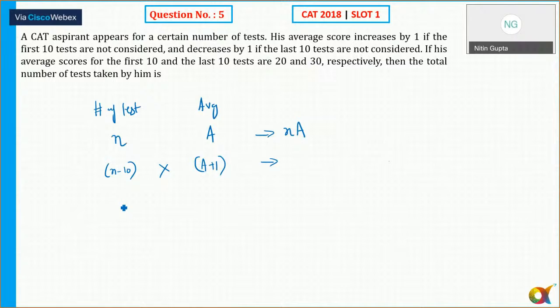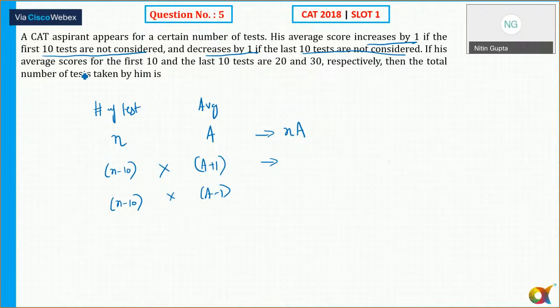If the last 10 tests are not considered, the number of tests is still n minus 10. If the last 10 were not considered, then the average score decreases by 1, so I'll say a minus 1. So the total in the second case is (n minus 10) into (a minus 1). Okay.